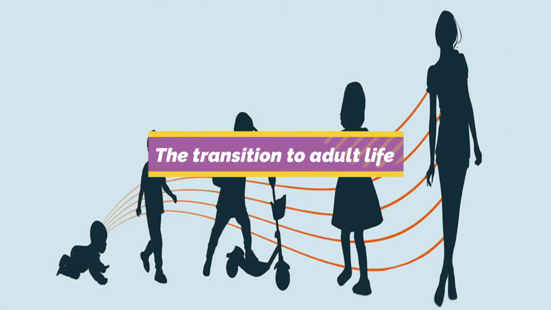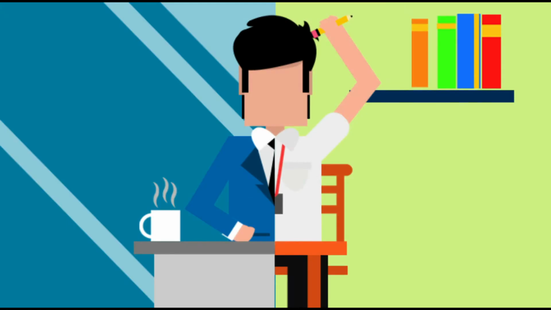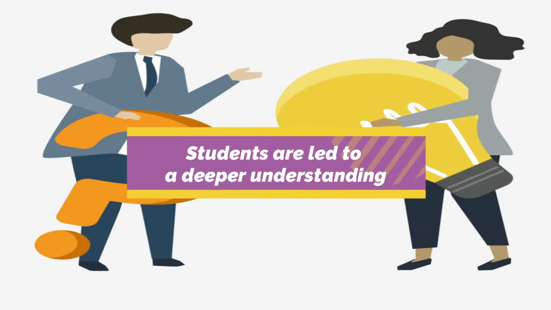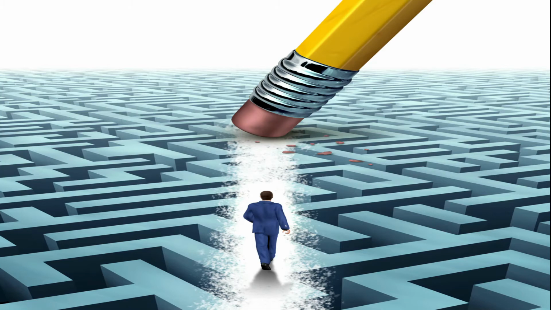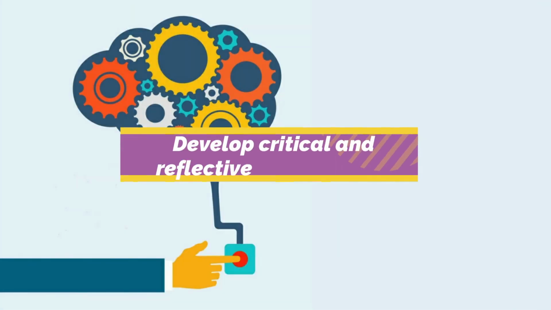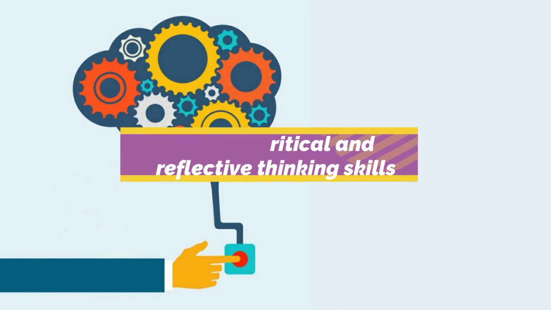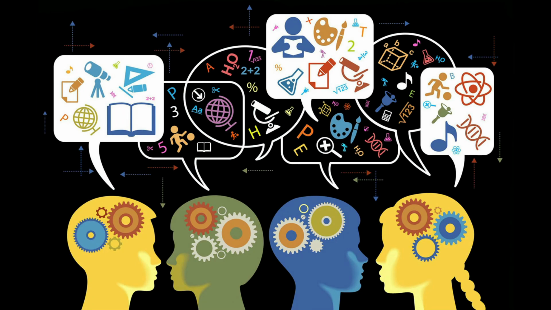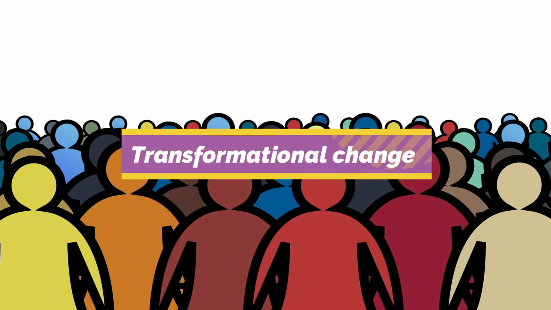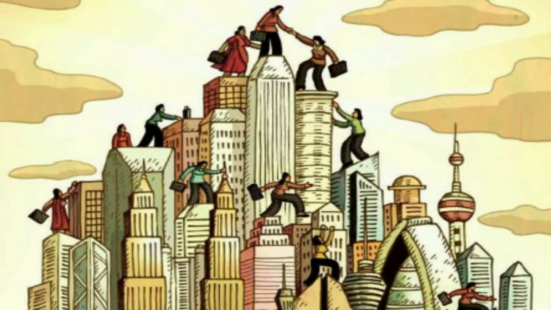The transition to adult life. This often involves personal transformation as students move from a safe school environment to take on complex work, study, and social responsibilities. When students are led into a deeper understanding of concepts and issues, their fundamental beliefs and assumptions may be challenged, leading to a transformation of perspective or overview. As we ask students to develop critical and reflective thinking skills and encourage them to take care about the world around them, they may decide that some degree of personal or social transformation is required. We are living through a period of transformational change in society and culture.